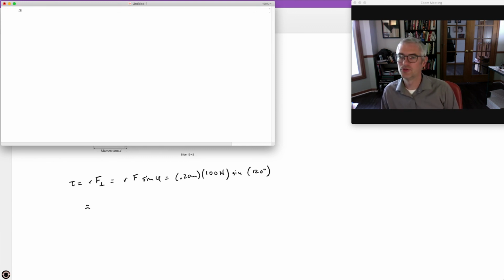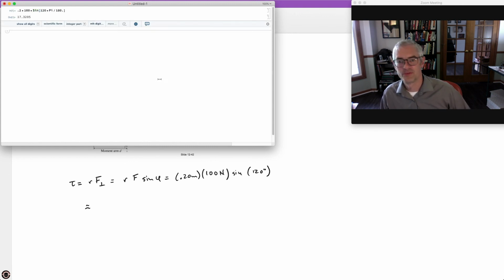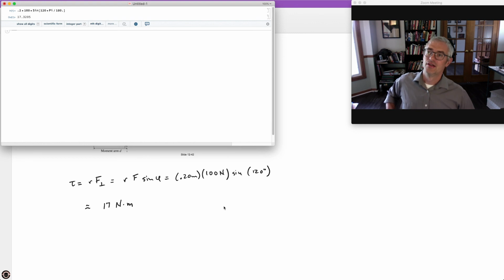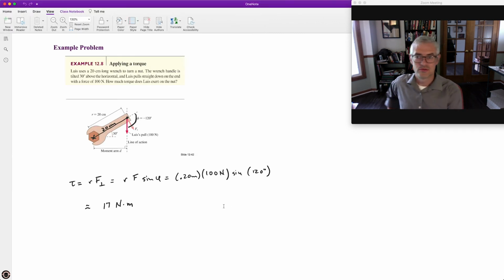All right, so I go 0.2 times 100 times sine. And in Mathematica, it reads things in terms of radians, so I have to convert 120 degrees to radians, so I do times pi divided by 180. And that gives me 17.3 Newton meters, but we're just going to make that approximately 17 Newton meters, right? It's the same thing as a joule, but just out of convention, whenever we're talking about energy, we'll call that joules.